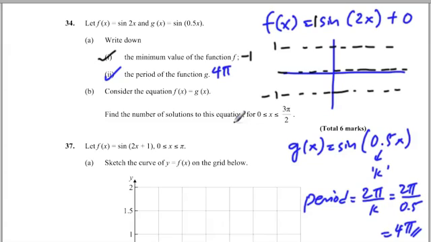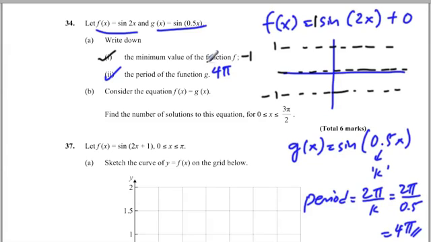The easiest way to do this would be to graph both functions f and g over this domain, and see how many solutions we have. So I'm going to plot this in my graphing calculator right now. There's sine 2x, and then there's sine 0.5x. Make sure it's from 0 to 3 pi over 2, and I'm going to put this from -1.5 to 1.5. It's graphing as we speak.